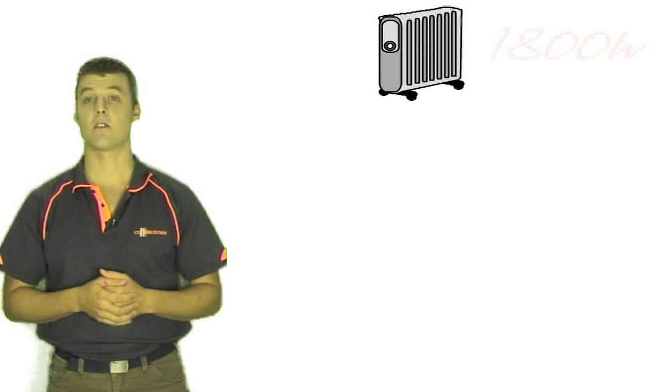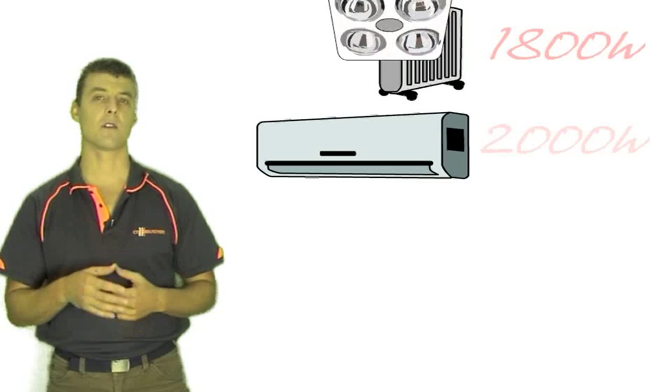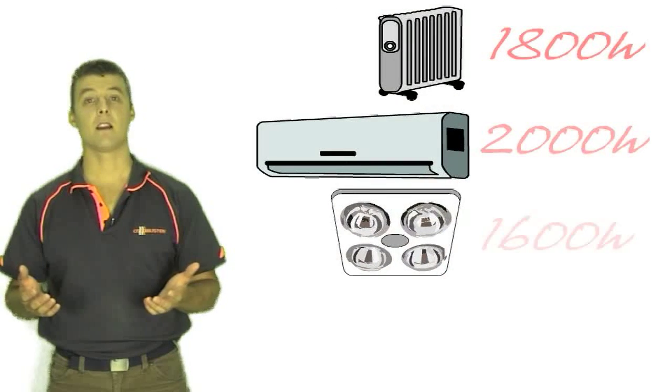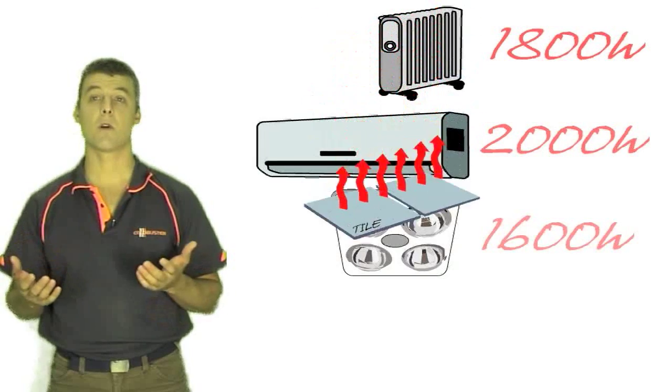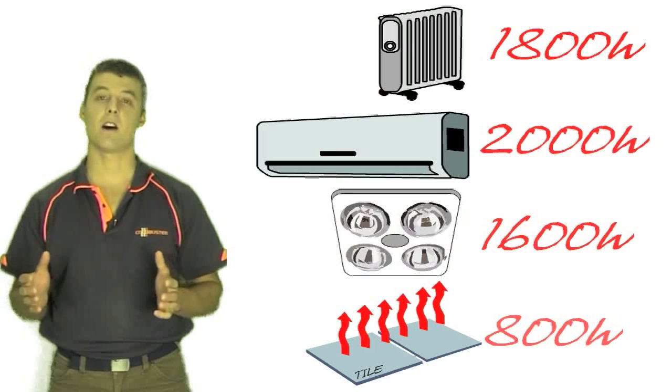Consider your electric heating options. For a 10 square metre area, you could use a column heater at 1800 watts. A small air conditioner would use around 2000 watts. Radiant ceiling heat lamps would use around 1600 watts. And the Coldbuster floor heating system would use around 800 watts.